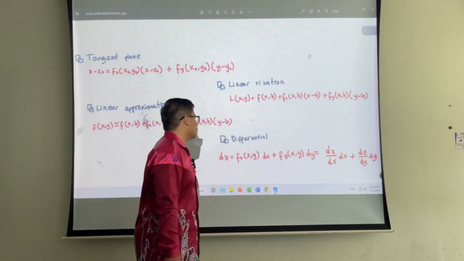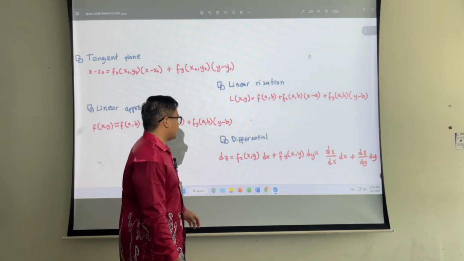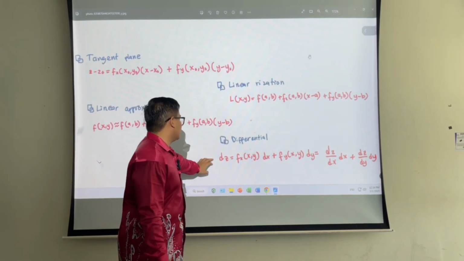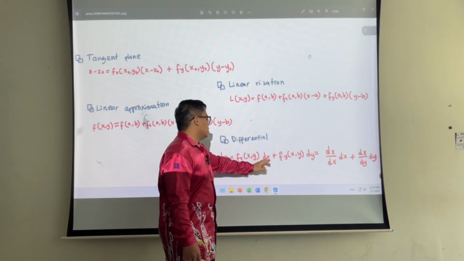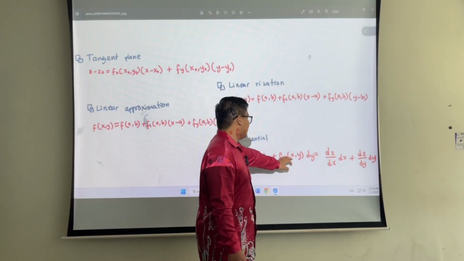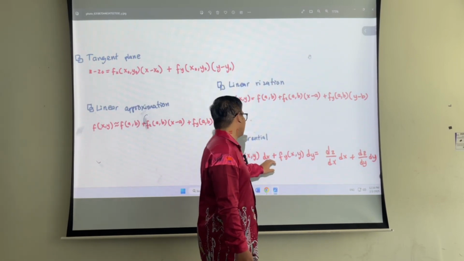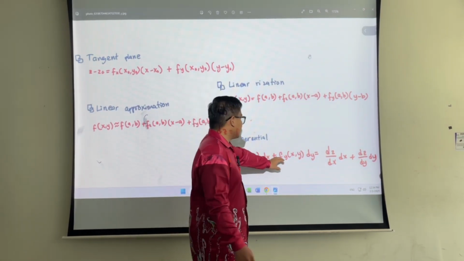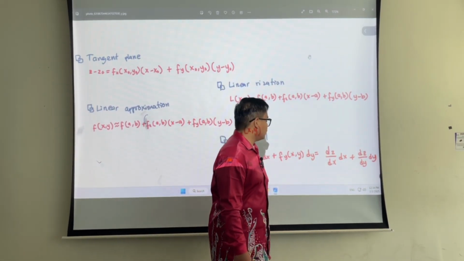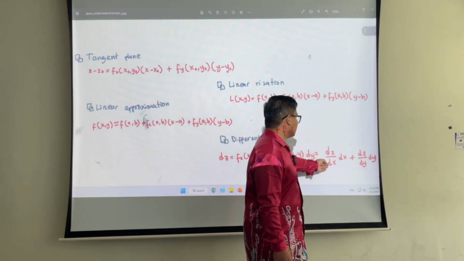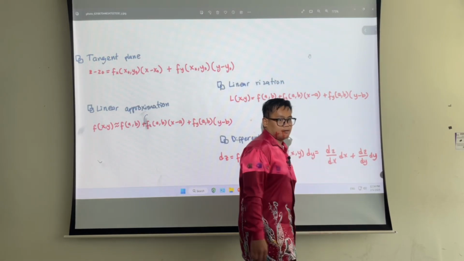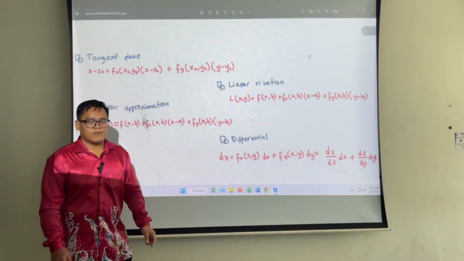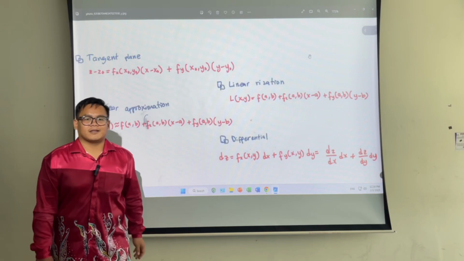For the last formula for this subtopic is the differential. The differential dz equals f_x of x, y dx plus f_y of x, y dy, which equals dz over dx plus dz over dy. That's all the formulas we have for this subtopic.